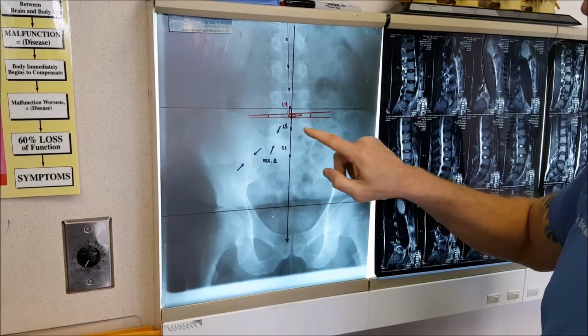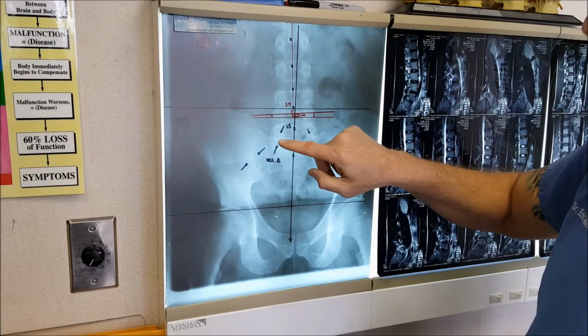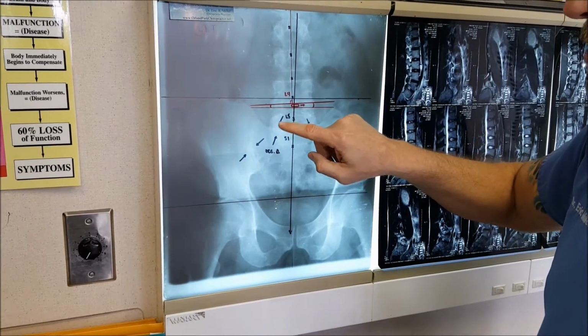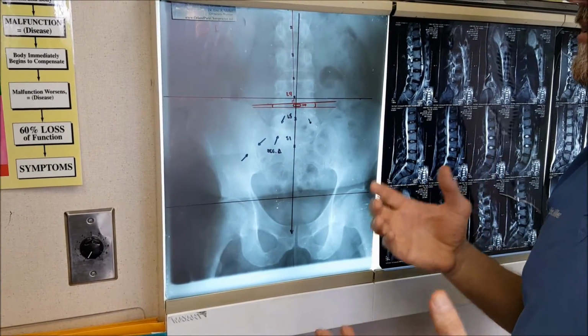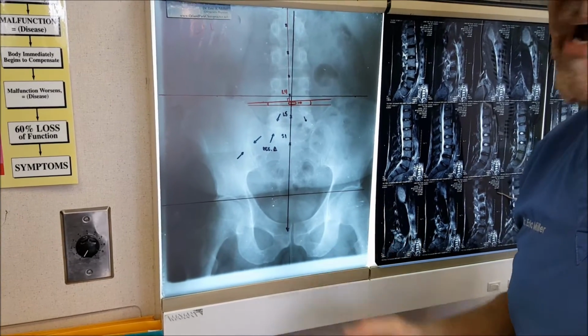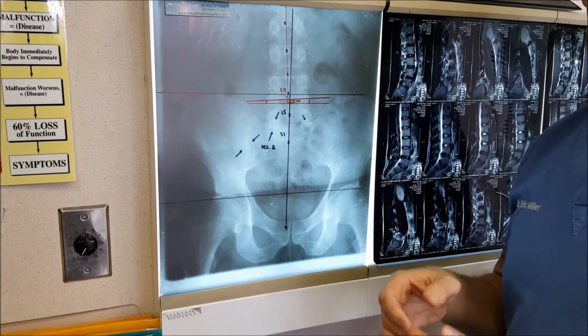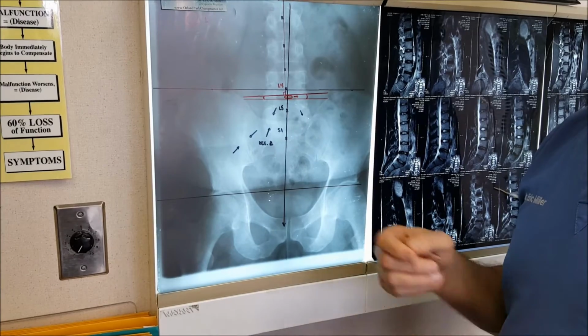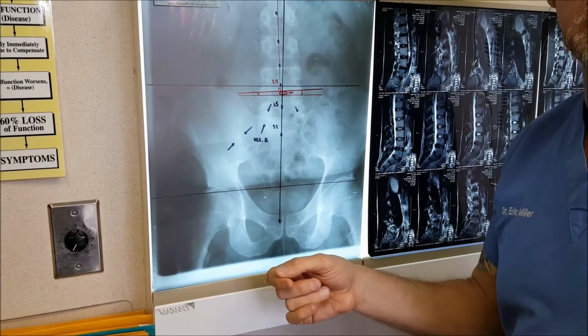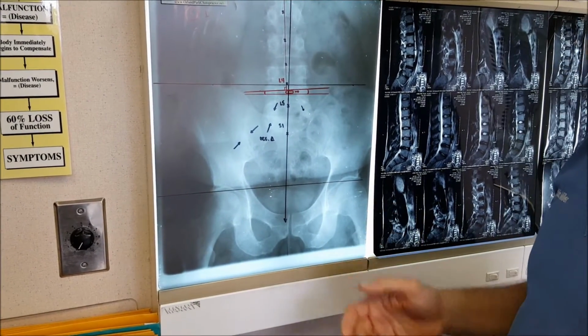Now he's had stress to the L5-S1 disc as well, and we're seeing degenerative changes at that particular level between L5 and S1 because this has been going on for a long period of time. The longer that you have stress on discs and joints, the more likely it is that you're going to have arthritic changes and degenerative changes because of that.